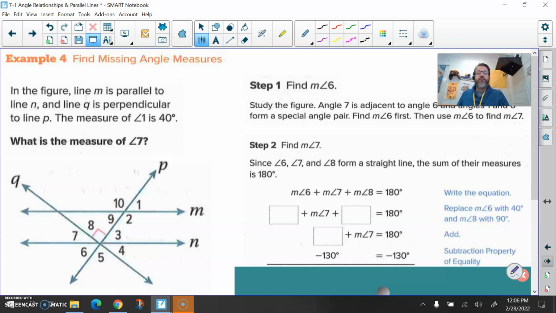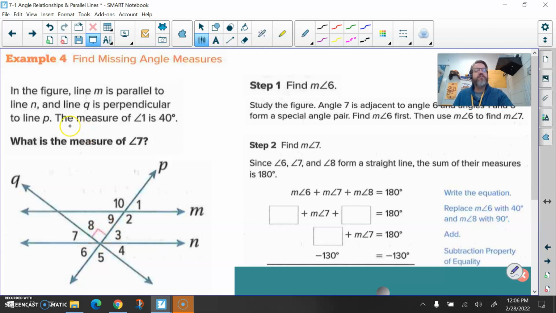Let's look at example 4 now. Again, I'm sorry, I can't tell you off the top of my head what page this is on in your book, but hopefully you found it. Here we want to find the missing angle measures. In this figure, we have parallel lines. M and N are parallel. And line Q is perpendicular to line P. This gets really confusing. Here's line P, here's line Q. See how they're forming this right angle here because they are perpendicular.